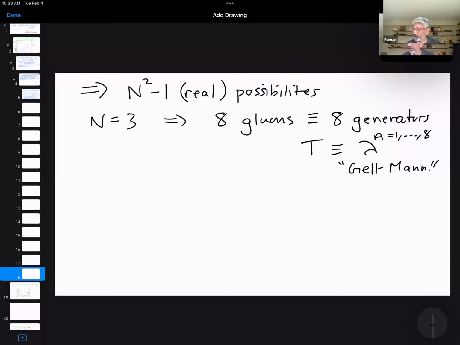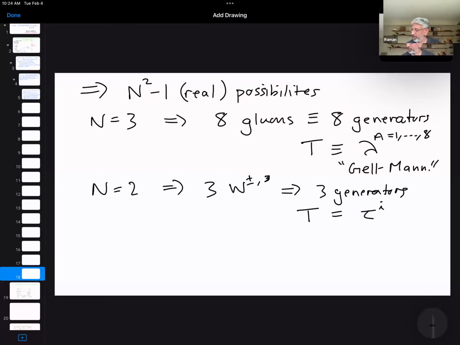And n equals 2, of course, n squared minus 1 is 3. And there are 3 W bosons, plus minus, and W3, which is part of the Z boson. It's part of the photon, but just from the SU(2) point of view, you'd just have an SU(2) gauge theory with 3 gauge bosons. And this corresponds to the 3 generators where the T's are the Pauli matrices, either written as sigma or tau, 1, 2, 3. Maybe I'll use little a here. Okay, and again, these are the Pauli matrices. Okay, so that's all the group theory that I want to start with.